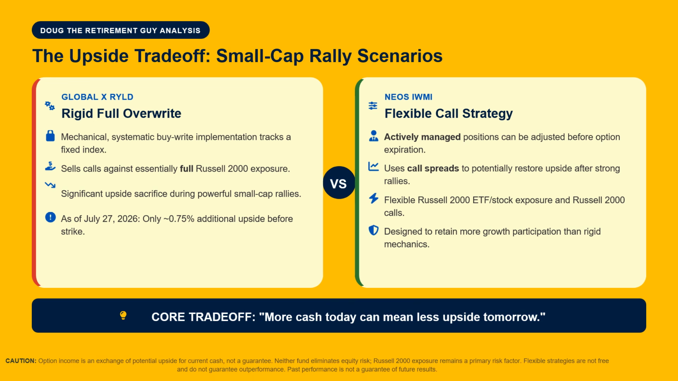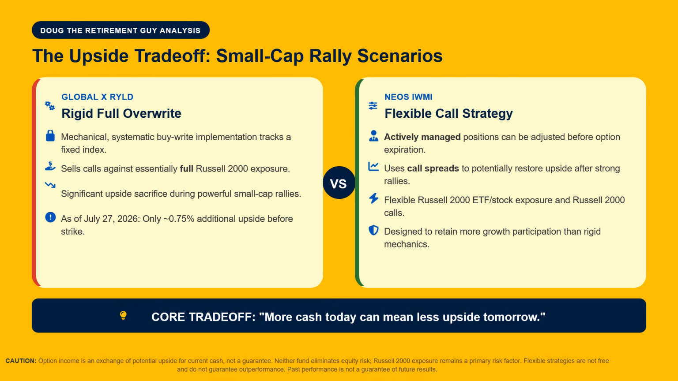So let's talk about the upside trade-off, the small cap rally scenario. That rigid full overwrite from Global X, that mechanical systematic buy-write implementation, tracks that fixed income and sells against essentially the full Russell 2000. The significant upside is sacrificed during powerful small cap rallies. And like I said, as of June 27th, it was a 0.75 additional upside.